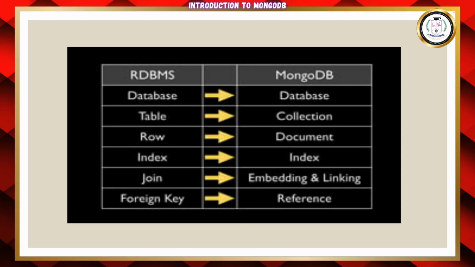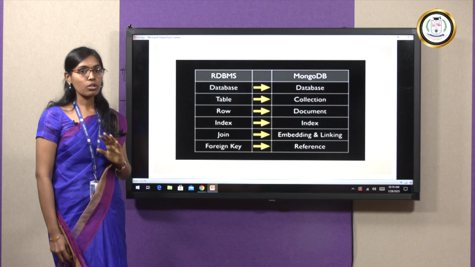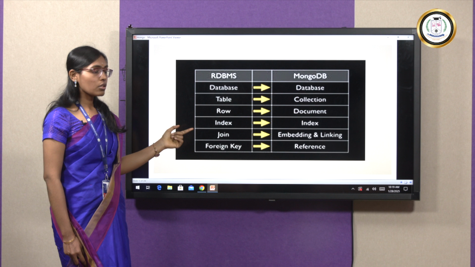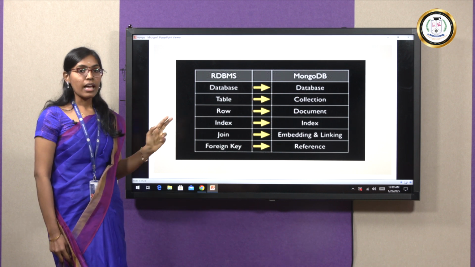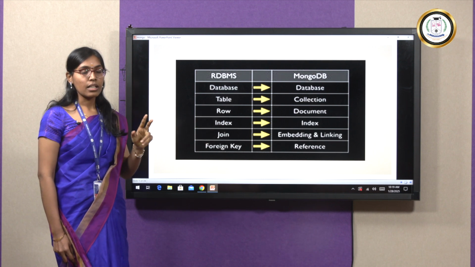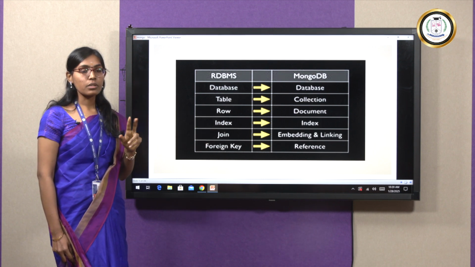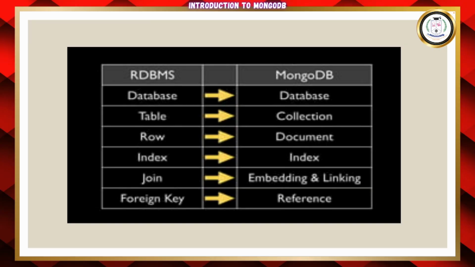And here, it is an index, and that is also an index. Index in a sense, if you are going to take any particular value based on the index in your RDBMS, the same thing is also referred to as an index in MongoDB. And a join is used for joining any two tables in your RDBMS. In MongoDB, it is called embedding as well as linking. Embedding and linking is nothing but merging two documents or collections. So that's where we use the terms embedding or linking.